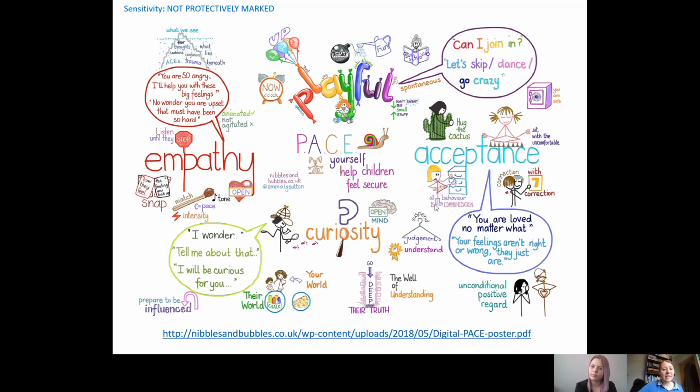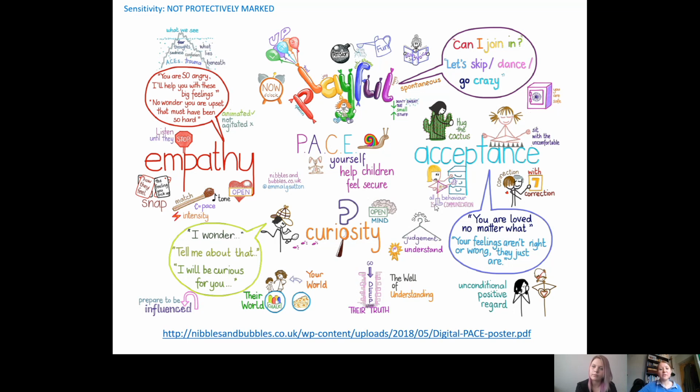And in the middle it says pace yourself and help children feel secure. And I think that's what PACE really is about. It's about allowing yourself to have that playful time, to have that curious time, to be able to respond to and reflect emotions and respond with empathy, and to accept children as they are and at the point that they're at. So in the big bubble on acceptance, it says you are loved no matter what. Your feelings aren't right or wrong, they just are. And I think it's a really powerful tool, and like I said at the beginning, it's a way of being. It's not a way of managing behaviour.